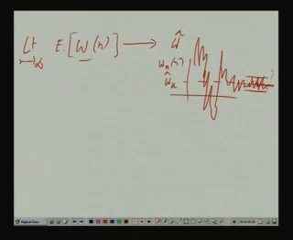Actually, this is related to what is called misadjustment. If this spread, this range of fluctuation, is more, we say there is more misadjustment and vice versa.